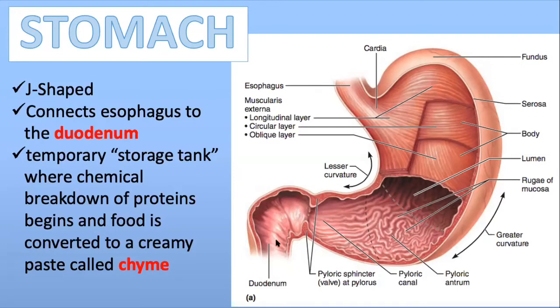What does this do, the pyloric sphincter? The pyloric sphincter is a smooth muscle sphincter in which pylorus communicates with the duodenum. Okay, so si pyloric sphincter will communicate with the duodenum.